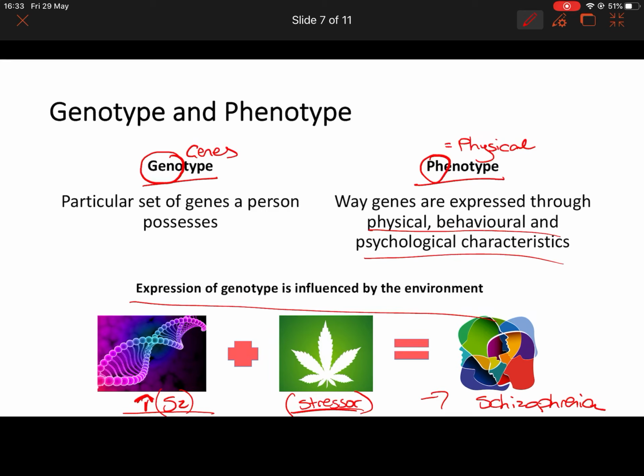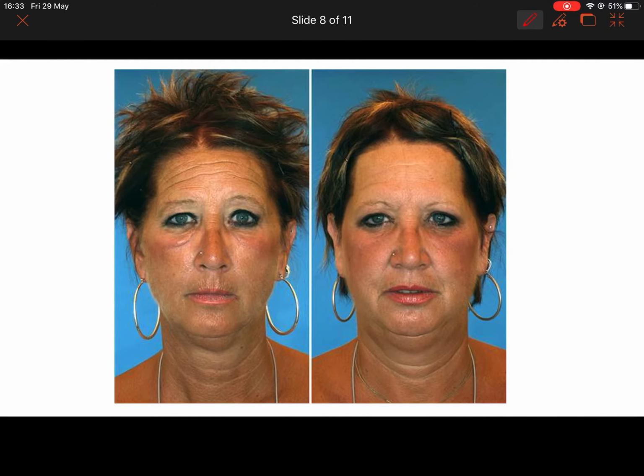So somebody that knows that they've got schizophrenia running in the family, by having parents or uncles or siblings, for example, with that disorder, can ensure that they minimise risks and minimise the influence of the environment by avoiding particular stresses that they know are likely to interact with their genetic code, their genotype, and therefore can help limit or at least minimise their risk of developing the disorder.